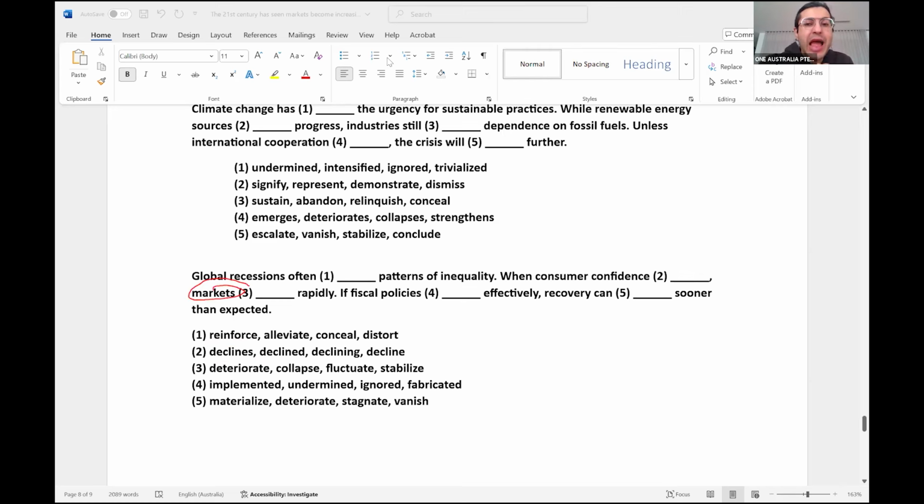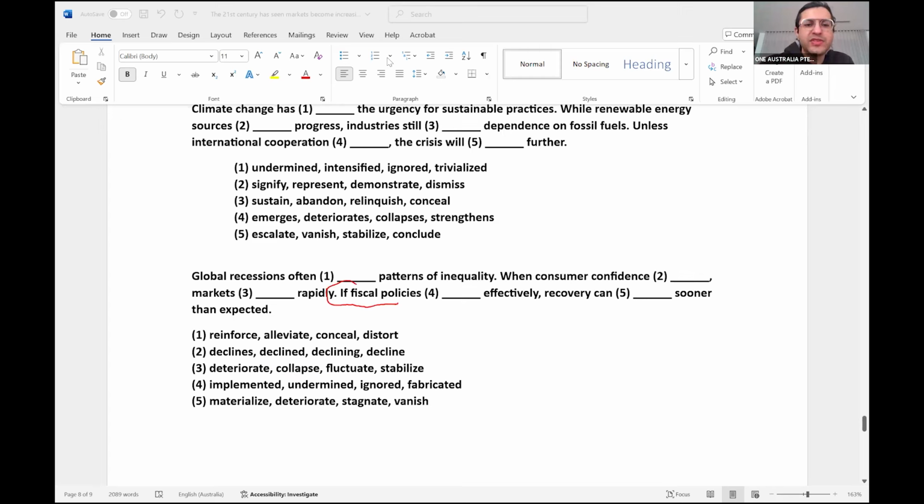Markets dash rapidly. Fluctuate. But it says confidence declines. Stabilize. Collapse. When the confidence goes down, how can the markets stabilize? In fact, it's the opposite. The correct answer is collapse. Collapse means what? Fall down. The person collapsed without oxygen means dead. So the markets plunge. Have you heard the word plunge? Plunge means to fall down very quickly and drastically. Similarly, collapse.